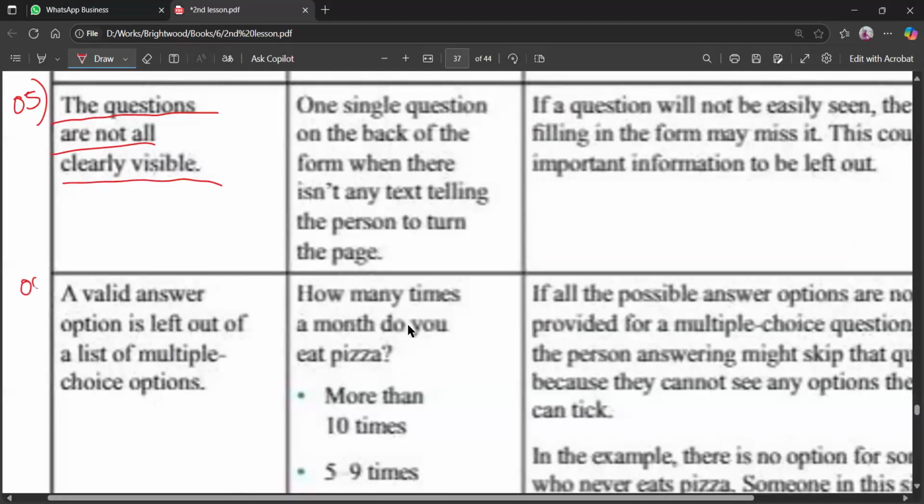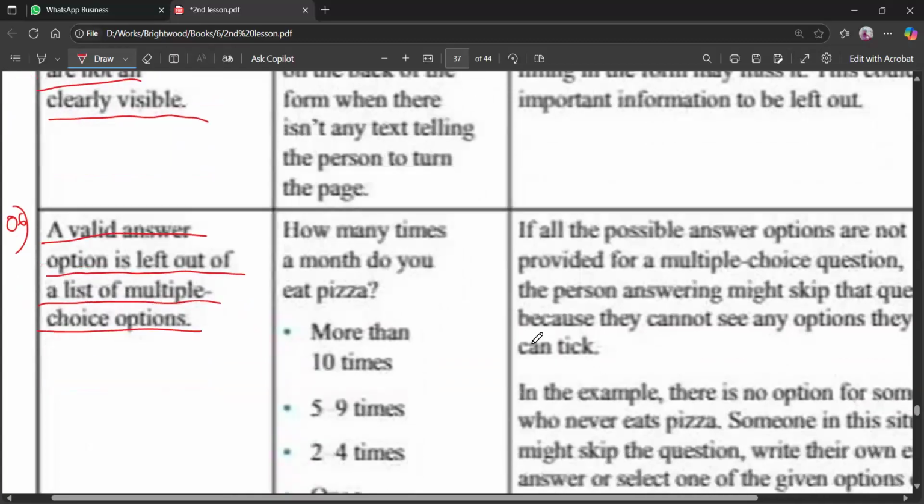Yes. And next thing, a valid answer. Write like this, only these things, okay? A valid answer option is left out of the list of the multiple choice options. Okay, what happened? Sometimes a valid answer option may be left out of a list of multiple choice questions.